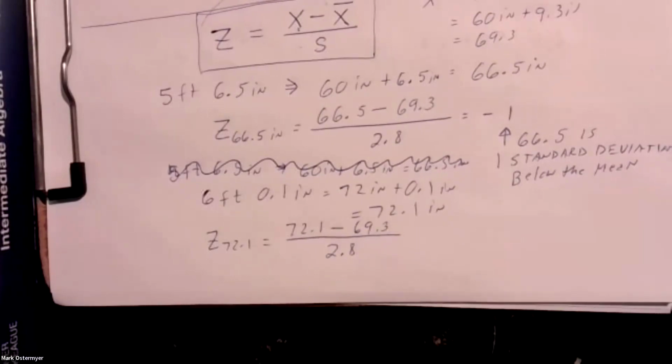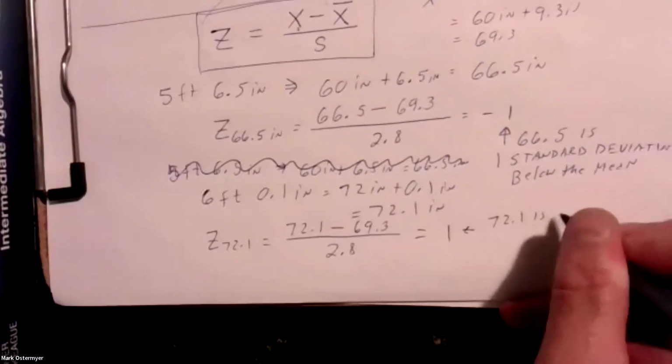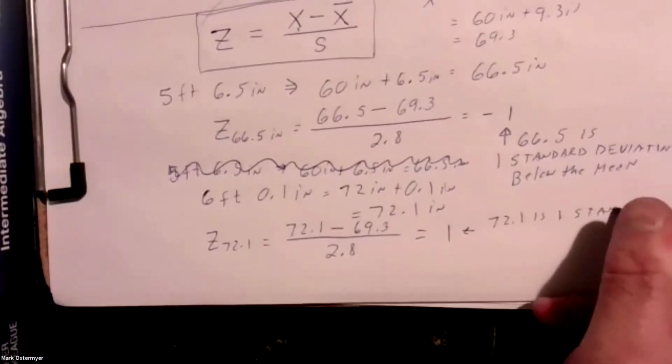Now I'm going to divide this by 2.8. And that gives me one standard deviation. So we interpret this as saying 72.1 is one standard deviation above the mean.